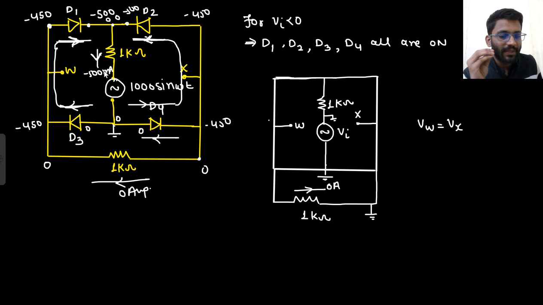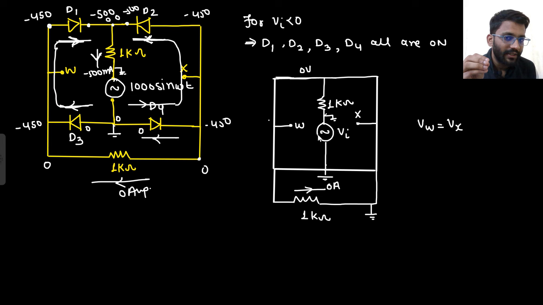If I had assumed the ground here, that means this potential that I am writing, minus 500, here I would have written 0 volt. So this is 0, and if I am applying the open circuit test, this will be 0 volt for me. In open circuit analysis, this will be 0 and this will be some negative potential. Then I would have got to know that my diodes are on only. But then my VW potential would have been minus Vin. This is 0 and this is Vin. So it would be minus Vin and VX would also be minus Vin.